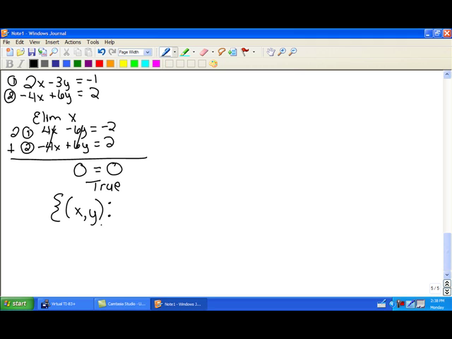So I'm going to put in set builder notation all points x and y such that 2x minus 3y equals -1. Every point on that line will make the other line true, because if we looked at these graphically, these lines would actually graph directly on top of each other. They're the exact same line.